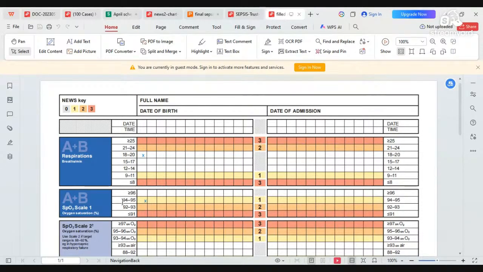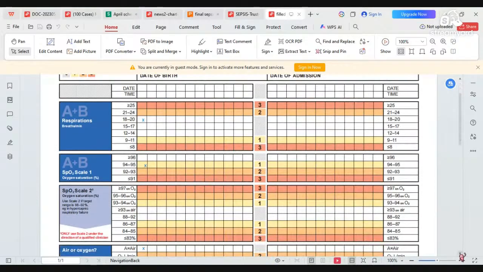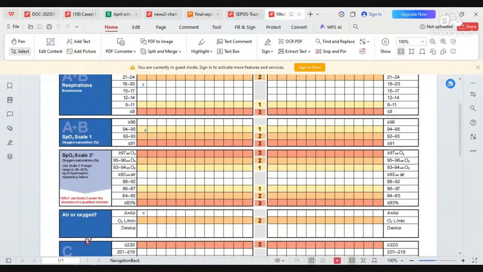Now, scale 1, this patient had an SpO2 of 95. And 95 is under the yellow section, which means she got a score of 1 from her oxygen saturation. Now, moving down, now you have this section that says air or oxygen. Now, for air or oxygen, this patient had a saturation of 95 in room air. Now, it is clear, and that makes 0. That's another 0 for this patient.